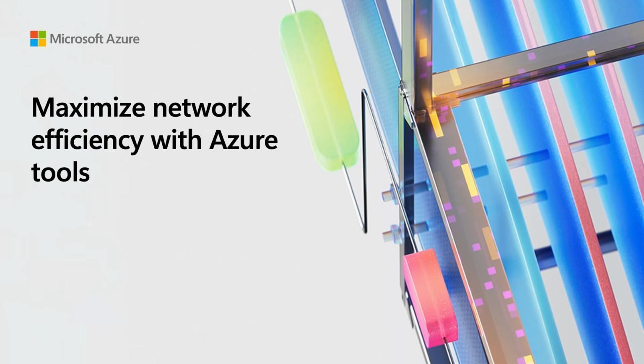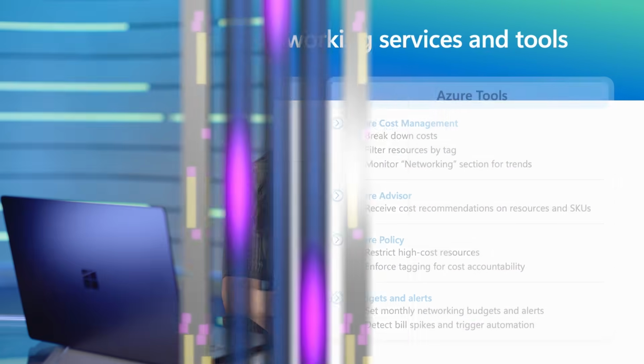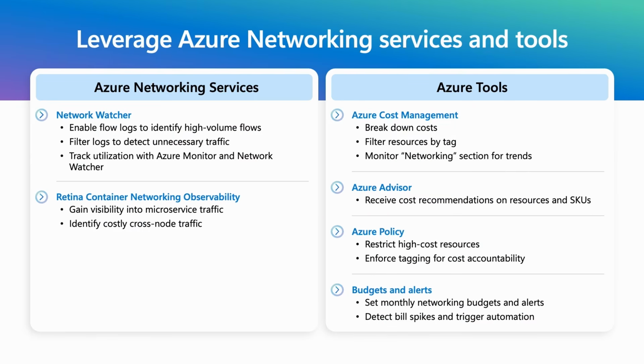Now that we've covered operational best practices, let's explore how Azure-wide and networking-specific tools can help you quickly identify waste and achieve rapid savings. With Azure Networking Services, one of the services that can help you control costs and improve operational efficiency is Network Watcher. Enable flow logs to identify high-volume traffic flows and filter logs to detect unnecessary cross-region or external traffic. You can also use Network Watcher together with Azure Monitor to track utilization and adjust resources appropriately.